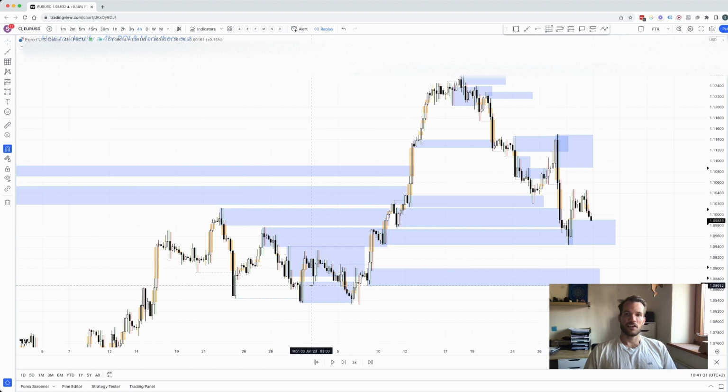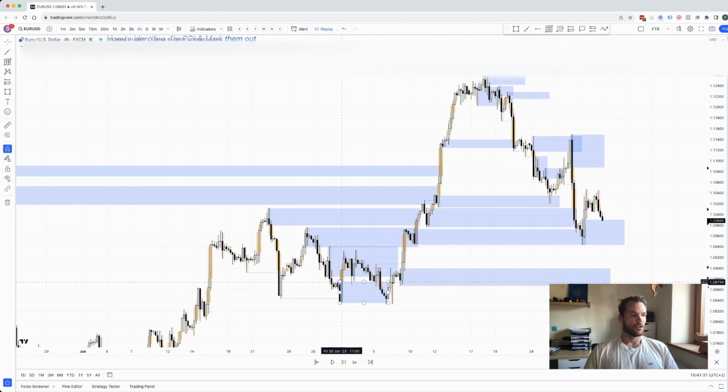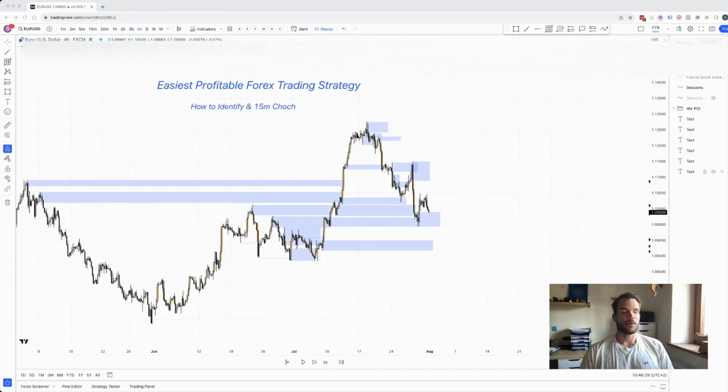If you don't understand anything, comment down below and I can make a specific video on it. But it's just looking for areas of CHOCH on the 4-hour, areas of broken structure. It has to be with body breaks, and then you're marking out the last up or down candle, the order block that led to that area. Now we go into phase 2.